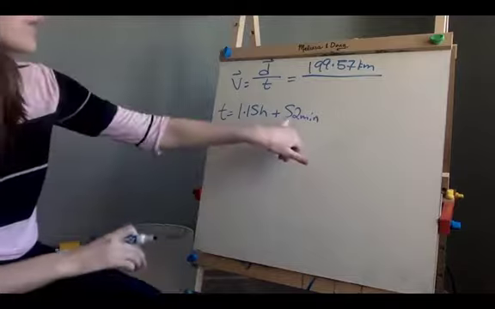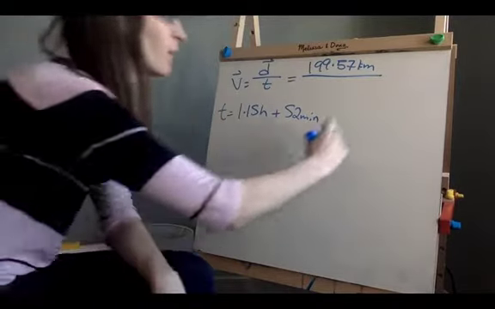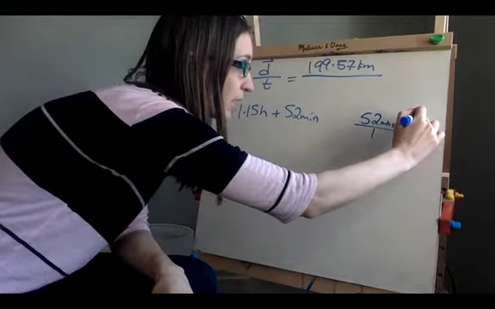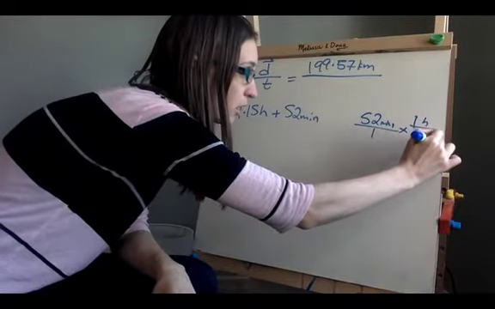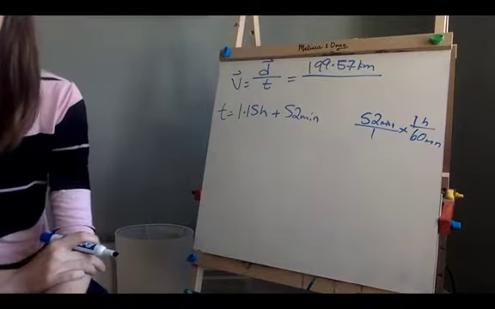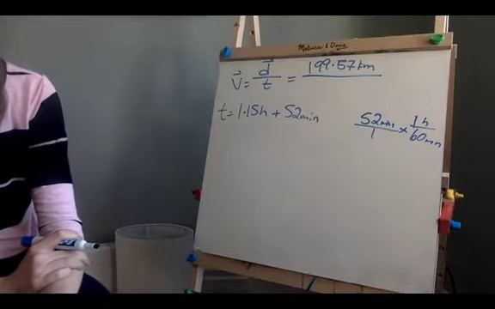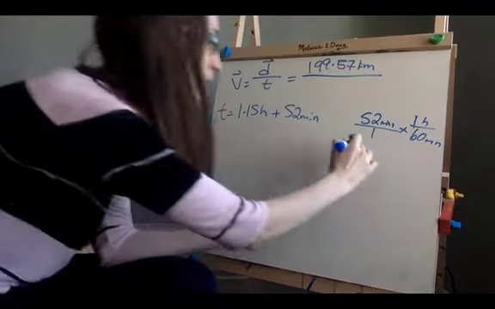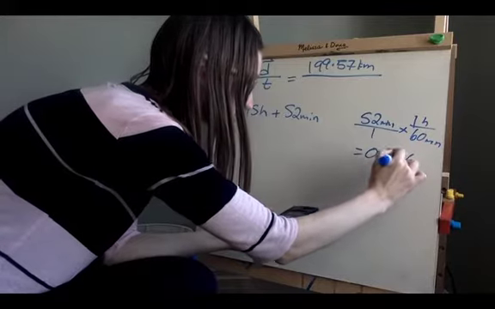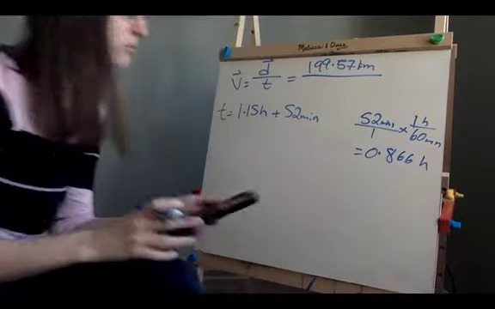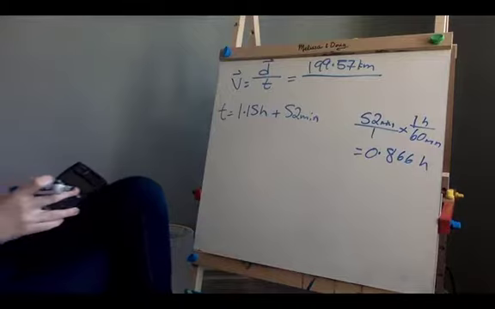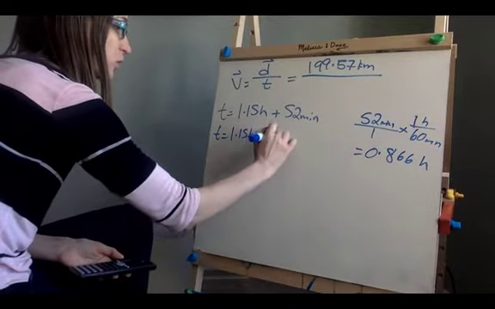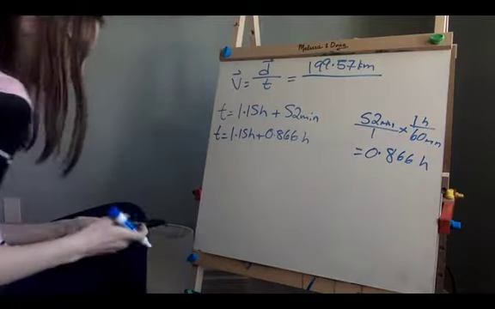So what I could do is figure out what 52 minutes is in terms of an hour. I can do that by taking my 52 minutes, multiplying it by 1 hour per 60 minutes, or just taking 52 and dividing it by 60, and that gives you a value of 0.866 repeating hours. So 52 minutes is the same as 0.866 repeating hours. So our total time is actually 1.15 hours plus 0.866 hours, and we add those together.